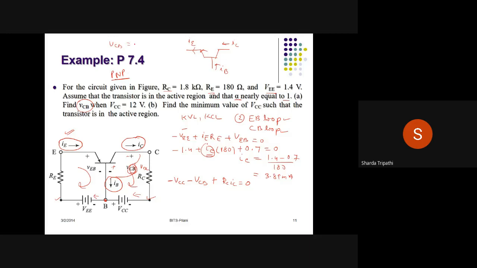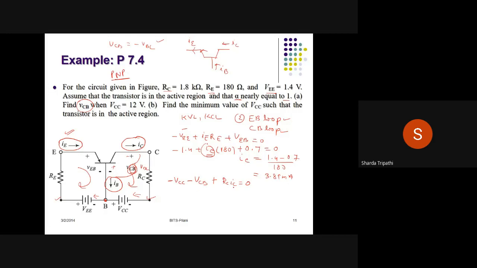And VCB is actually equal to minus of VBC. So be careful while you are marking the polarities or naming the voltages. Here I am taking the convention which is shown in the question itself. So that's why I said, because I'm starting from here, this is minus VCC, then minus VCB plus whatever is the voltage drop over here.